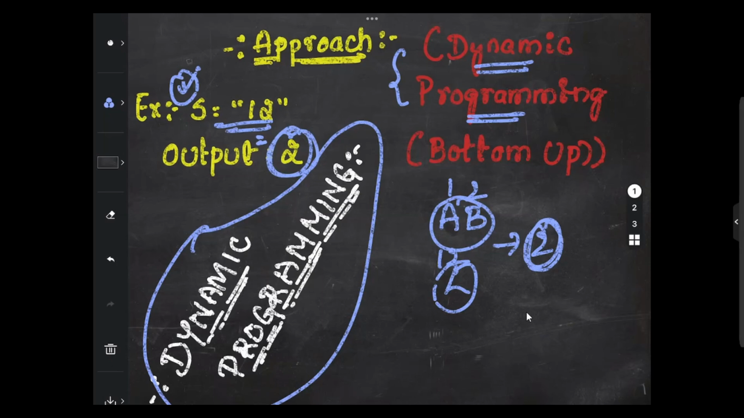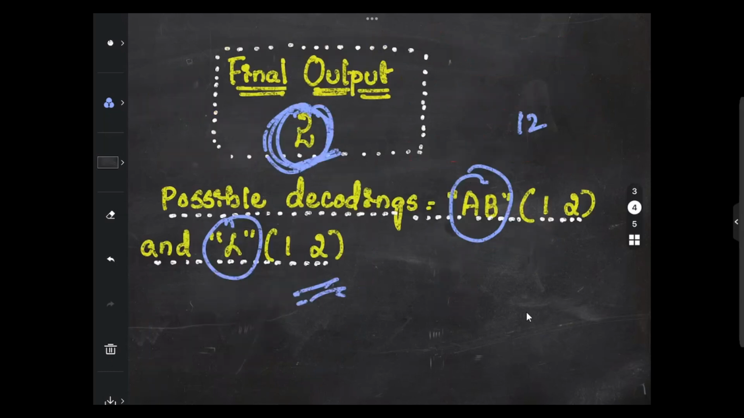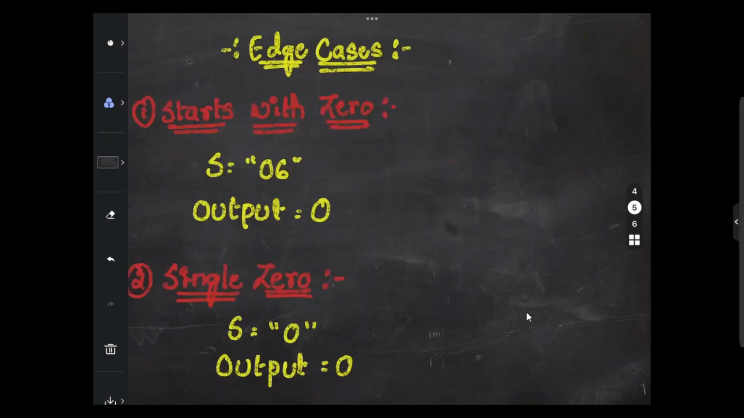So the approach works absolutely correct in this case. Now, as we are completely familiar with the approach, let's discuss the edge cases step by step. The first edge case is for the starts with 0. Whenever it starts with 0, we know that we have to return 0 itself.